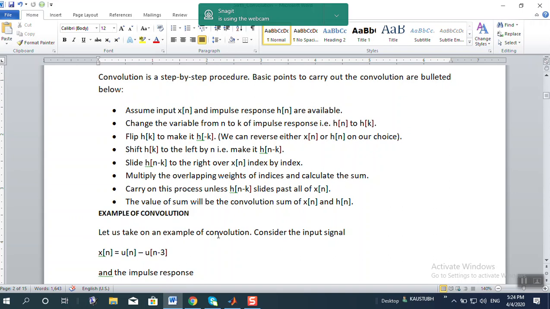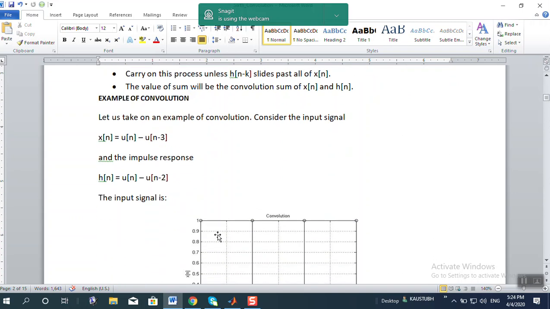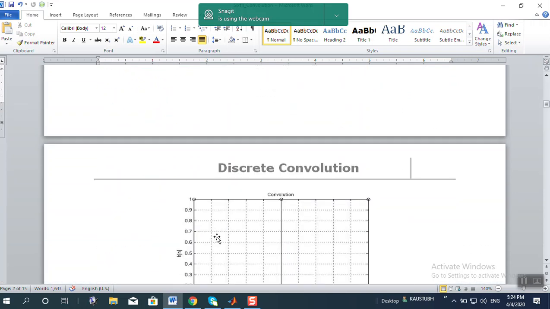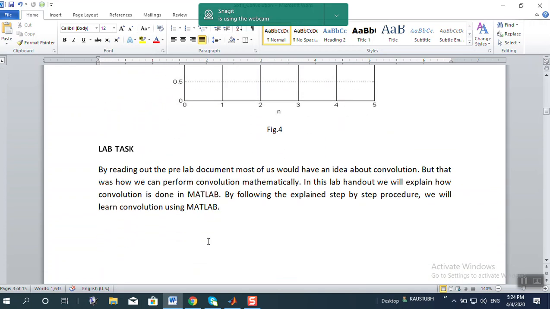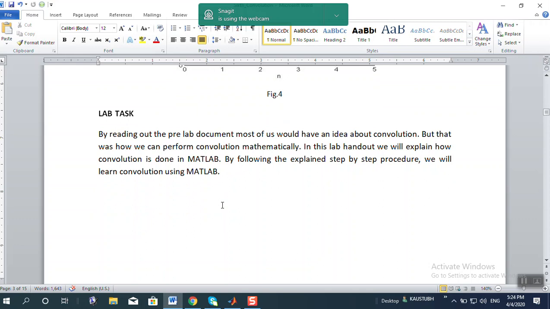So these two things are the primary prerequisite calculations before doing the convolution. Okay, so this is briefly about the convolution. Now coming to the lab task. What do we do in MATLAB? By reading the pre-lab documents, most of us would already have the idea about convolution theoretically, but that was how we perform convolution mathematically. In this lab we will explain how convolution is done in MATLAB, step by step.